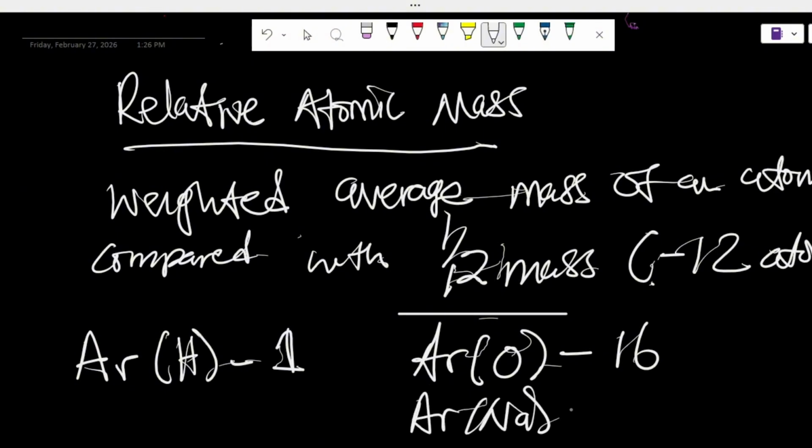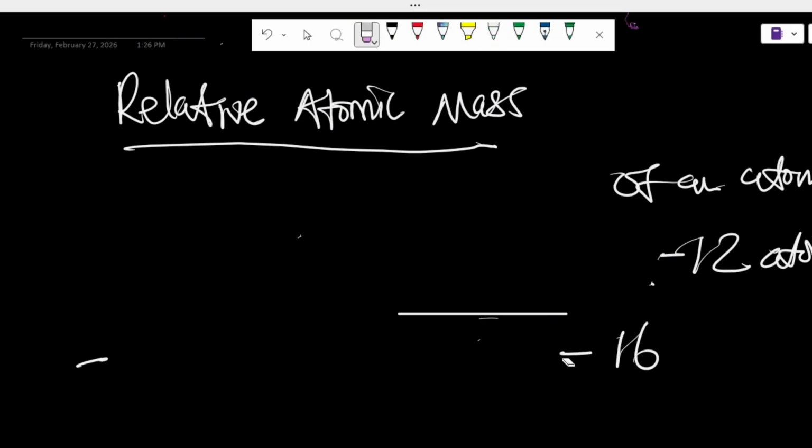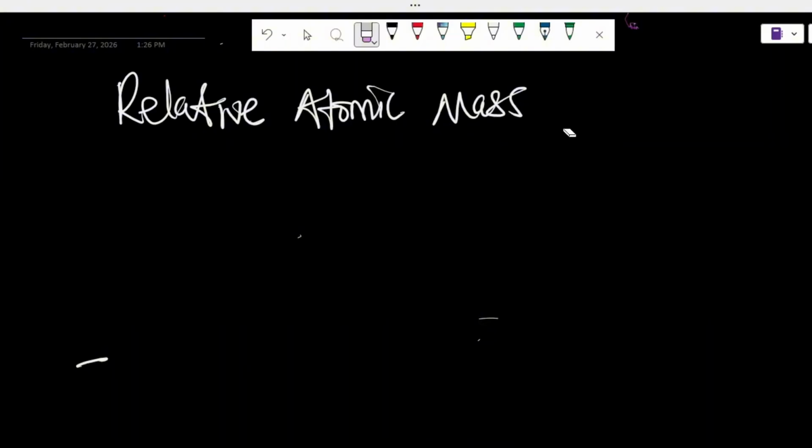When we look at sodium, we see that it has 23, and it means that it is 23 times larger than the 1/12 mass of carbon-12. So basically, when you're talking about the relative atomic mass, it is essentially the mass number of an atom. Now, the other thing that we can talk about is what we call the relative molecular mass.